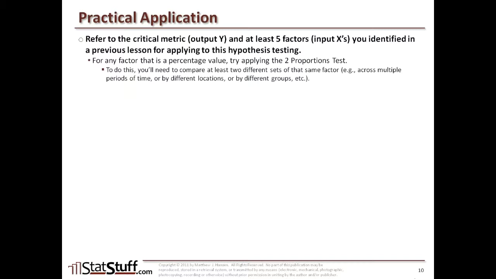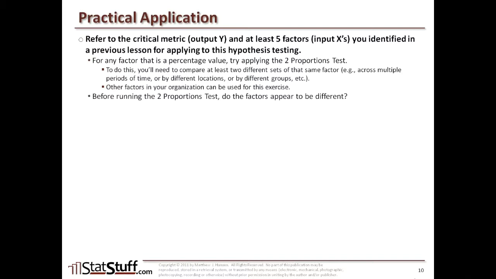Like if you're going to compare that factor across multiple periods of time, or maybe across different locations, or by other types of groups. Also, you can have other factors in the organization that you can use for this exercise if you happen to not have any among those you've pre-selected. So before you actually run the two proportions test, ask yourself, do the factors appear to be different? Whatever you're comparing, whether it's across different days, time periods, or across different locations or groups, just looking at the raw numbers, do they appear like there's a difference between them? Would you normally conclude that there's a difference?